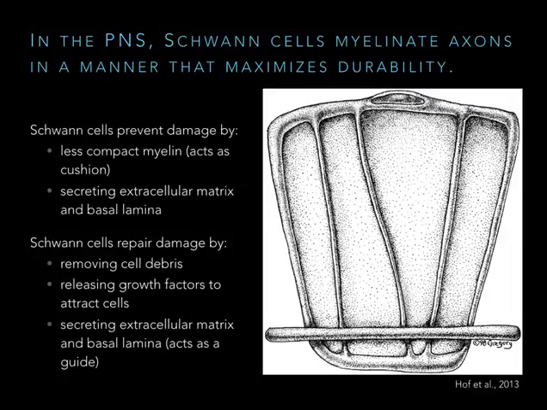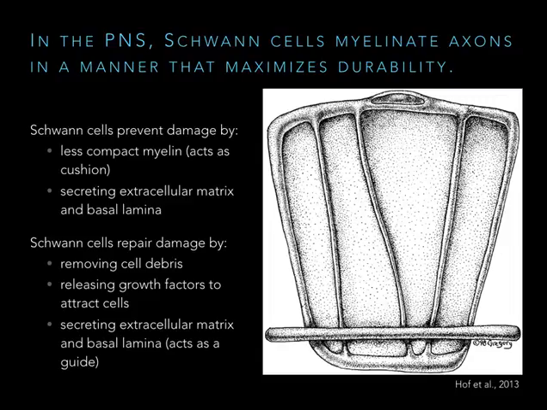In the peripheral nervous system, outside of our brain that is, Schwann cells are going to myelinate axons and try to maximize their durability. Okay, because you're moving your arms and legs and bodies around in the world, you might bump into things, and when you do that, you don't want to damage your nerve cells. So each Schwann cell is going to wrap around one little segment of a single axon. They don't hit multiple sections like oligodendrocytes. Instead, they're going to focus on one area, and they're going to create a very cushiony, uncompacted myelin with a lot of extracellular matrix to kind of hold fluid there and create that cushion.